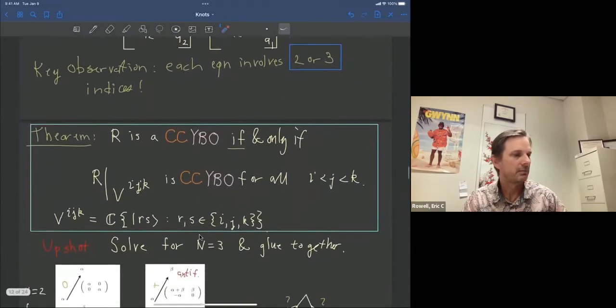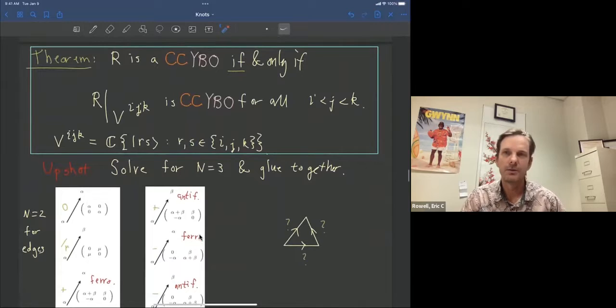So here's a theorem that makes this all work. R is a charge conserving Yang-Baxter operator if and only if, when you restrict it to a space with 3 arbitrary but distinct indices, it remains a charge conserving Yang-Baxter operator. And so, of course, the charge conserving is for free, but the Yang-Baxter operator is the part that matters.